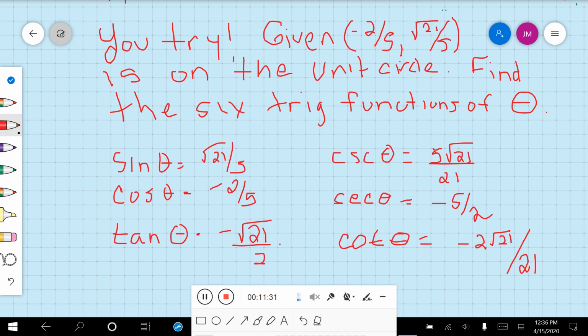So here are your answers. If you got them all, great job. If you didn't, go back and review the problem before. The point should lie in quadrant 2, just like the other point, and see if you can recreate it.